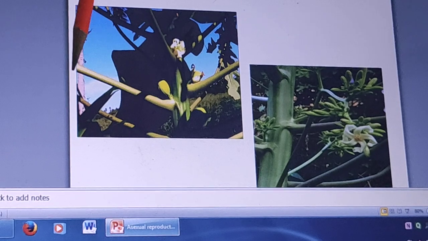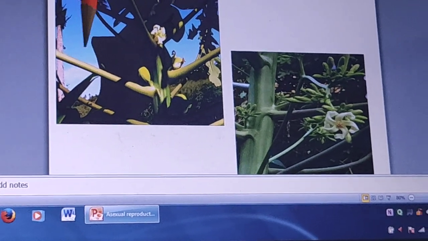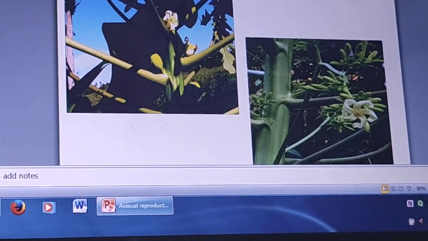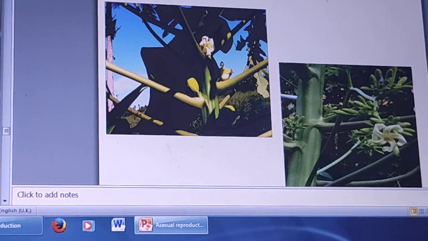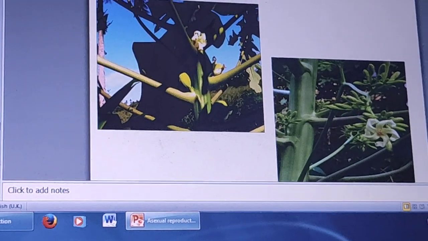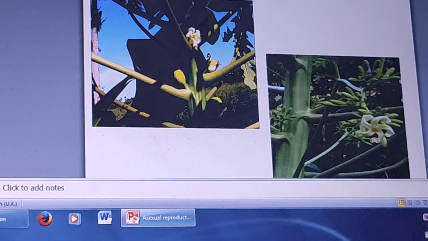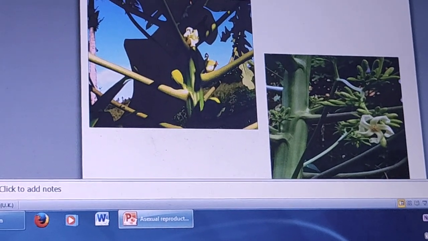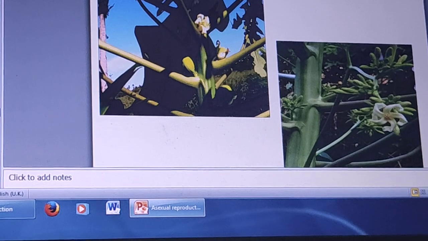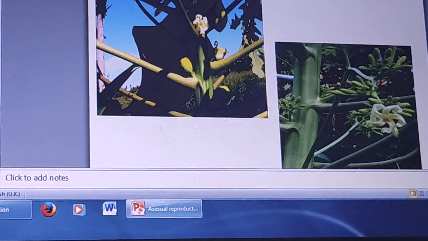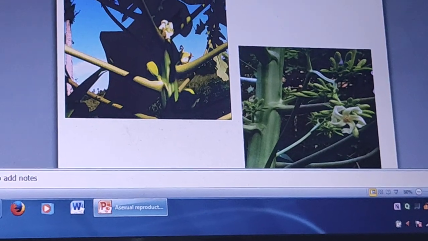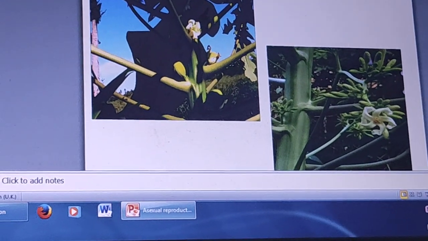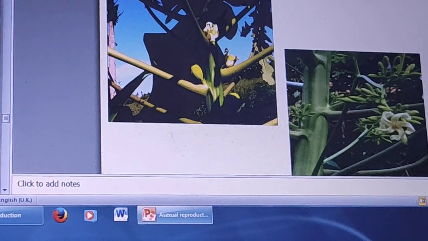Right? So these are the cases of gamete transfer. Here you see the pollen grains are transferred to the stigma of the female flower. This process of transfer of pollen grain from the anther of a flower to the stigma of the same or another flower is known as pollination.